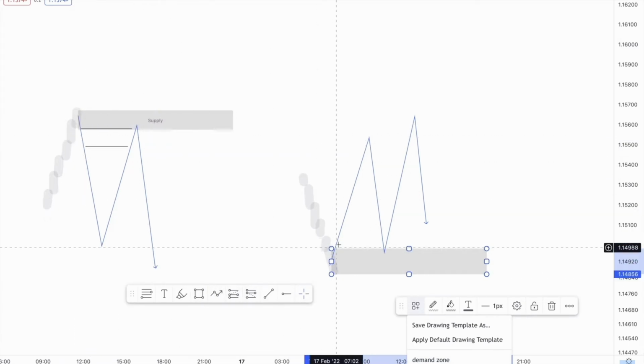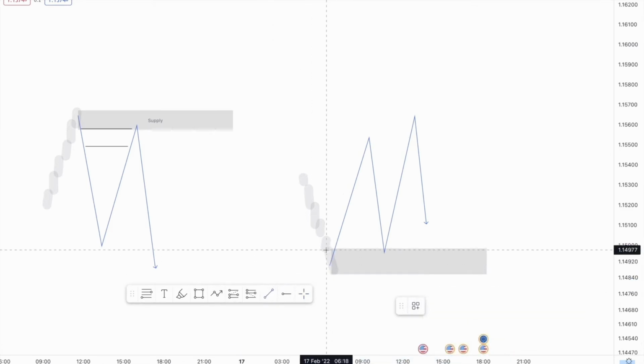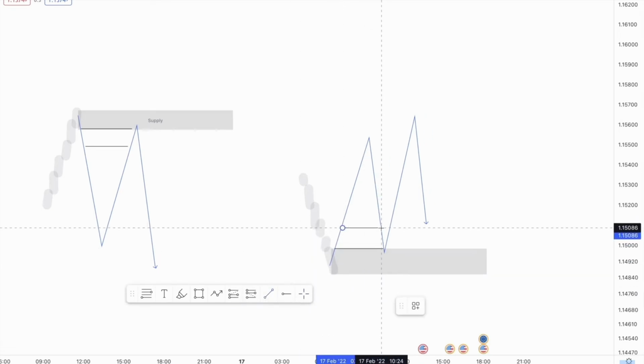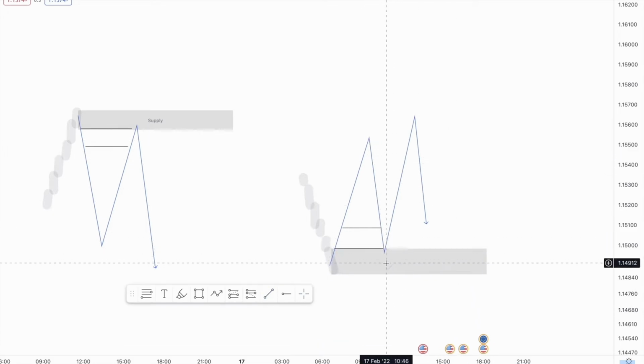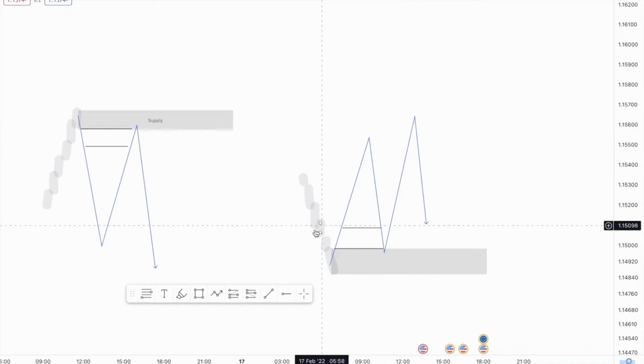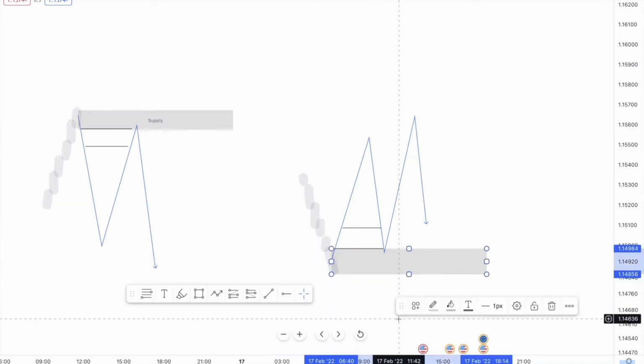Now, we would only mark that zone if there was inefficiency above the zone, because this showed us that a lot of buy orders came into the market at the time, meaning that we could expect price to come back, clearing this inefficiency, adding more orders before pushing price even higher, okay? Now, this would be our demand zone. I'll mark my demand zone as blue.